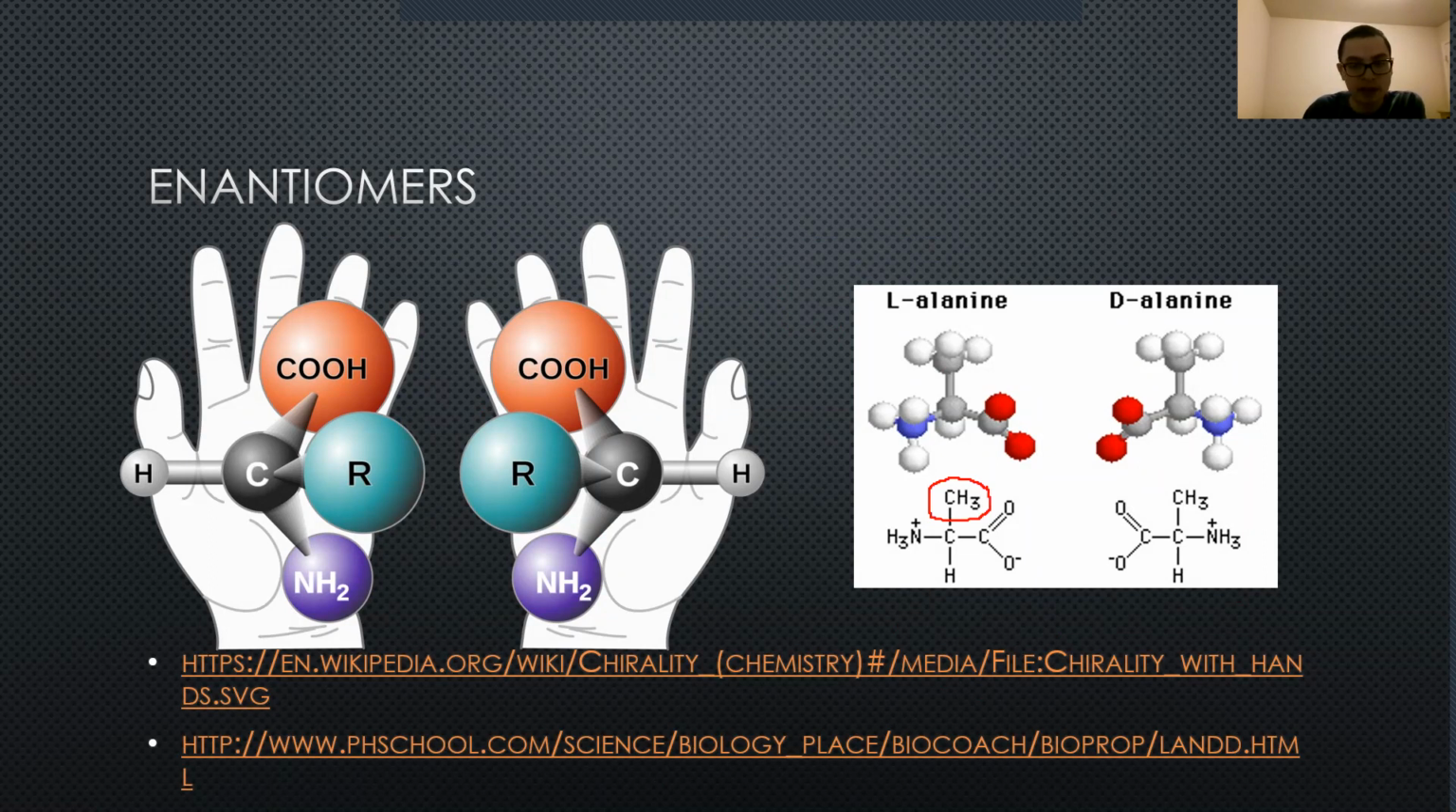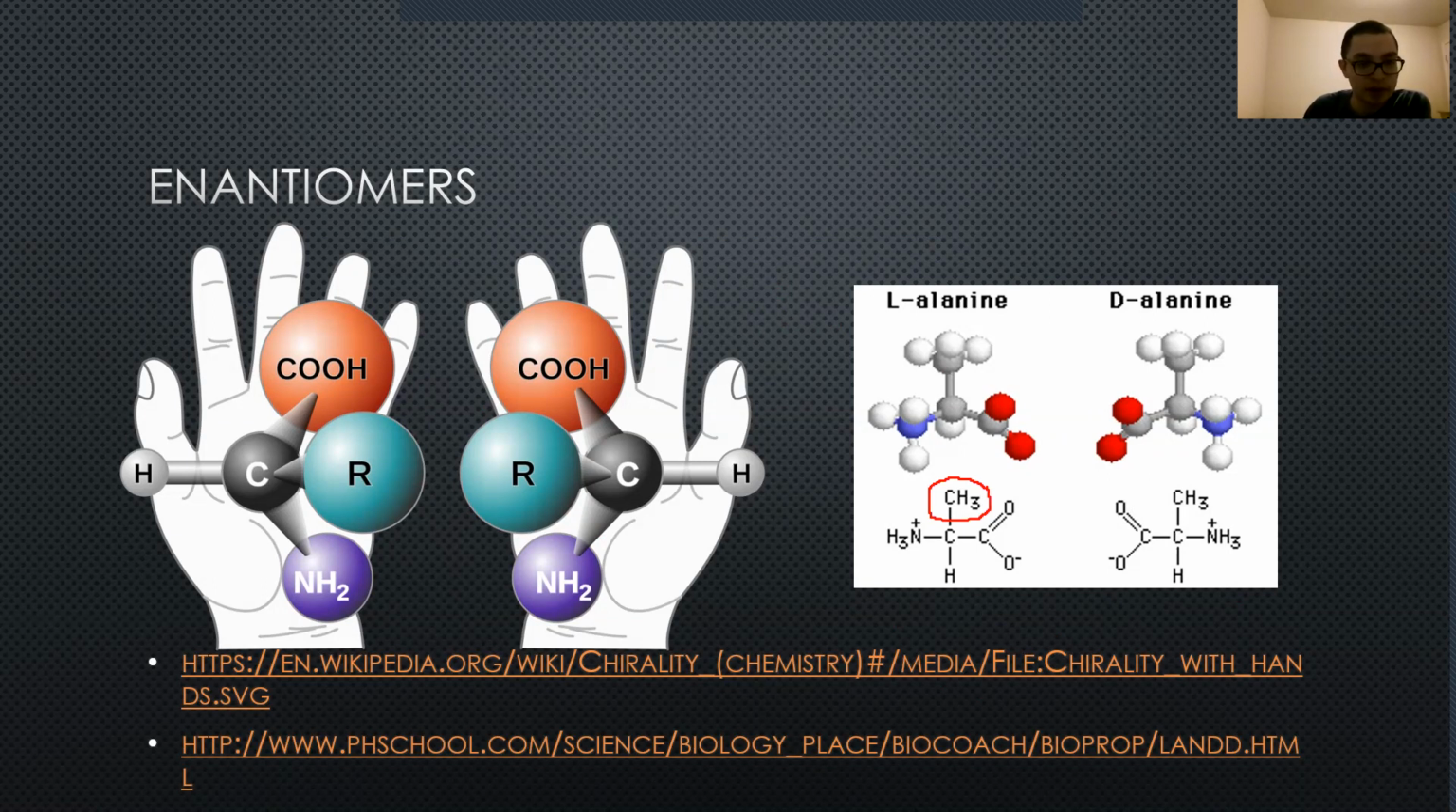This is based on Fischer. Fischer came up with this naming convention actually for glyceraldehyde. It was for carbohydrates, but we also use it for amino acids. The way you can determine whether an amino acid is an L or a D amino acid is by looking at how the substituents are ordered around the alpha carbon.